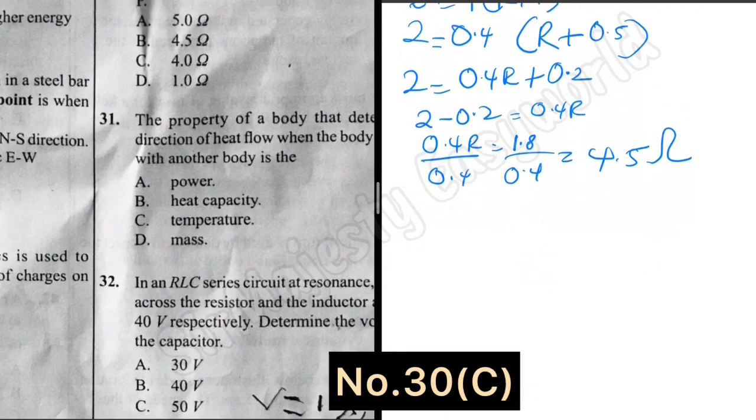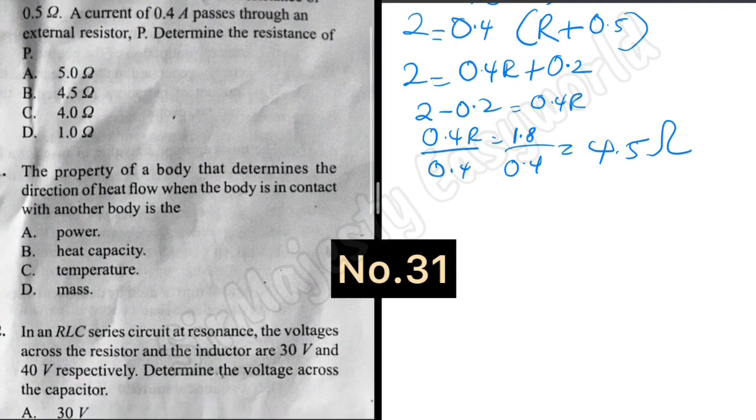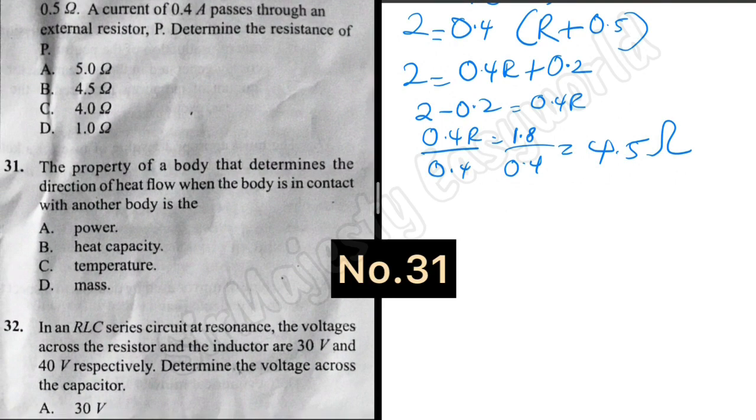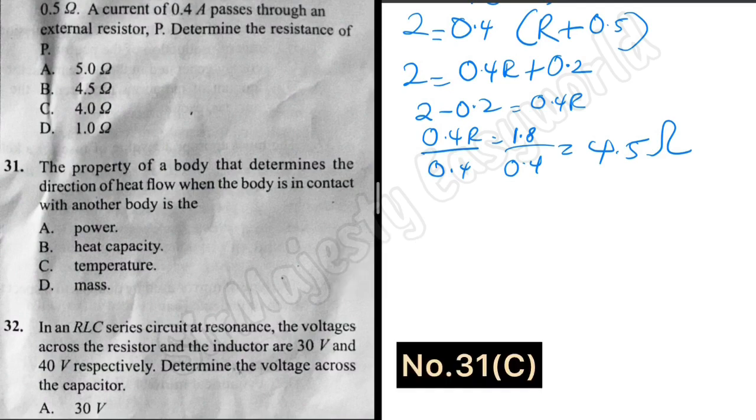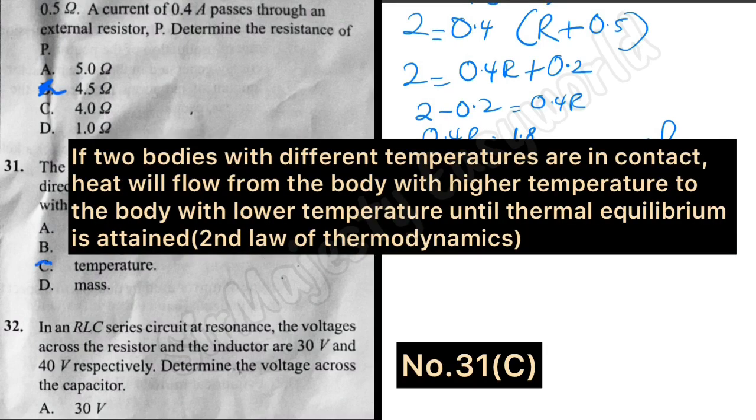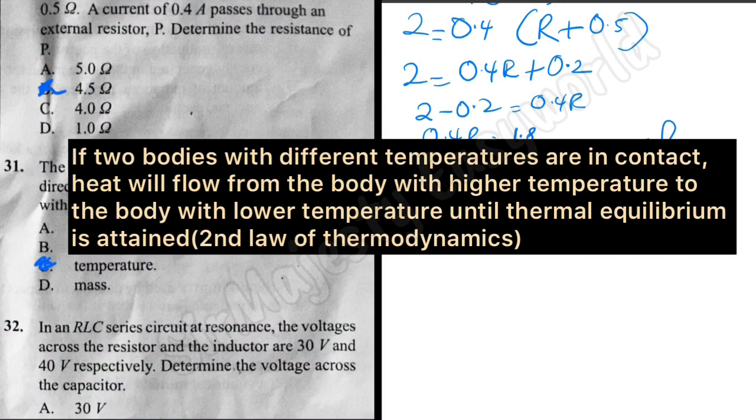So the next question is, the property of a body that determines the direction of heat flow when the body is in contact with another body is the temperature. Sorry, let me mark this one. This is 4.5 ohms. The temperature, because when a hotter body is placed near a colder body, that colder body tends to become hotter, while the hotter body tends to become colder. And that property is known as the temperature of both of the bodies.